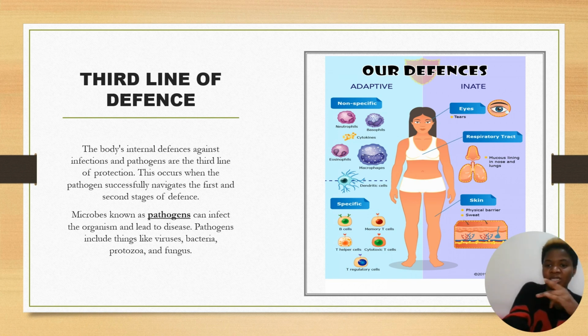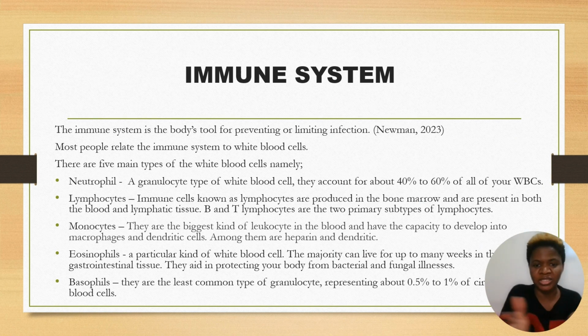So let's look at what our immunity is, what the immune system is. According to Newman 2023, the immune system is the body's tool for preventing or limiting infection. Most people know our immune system as white blood cells, WBC. Okay, so we have 5 types of blood cell.